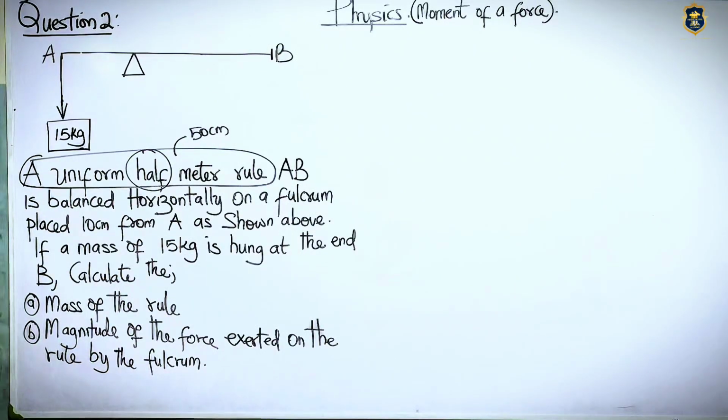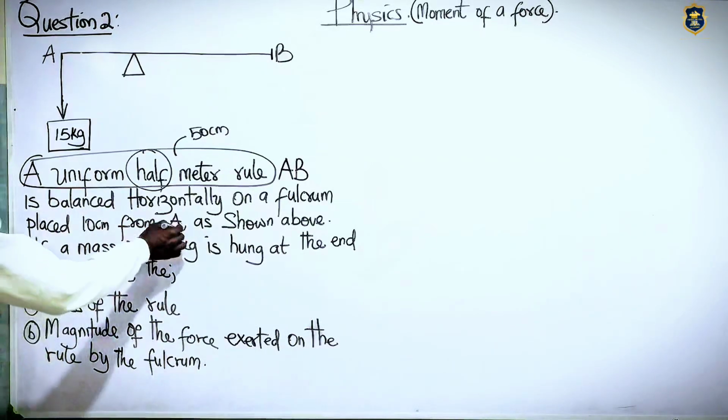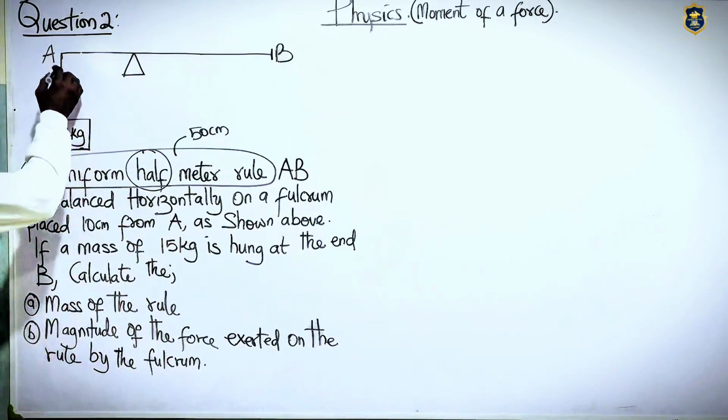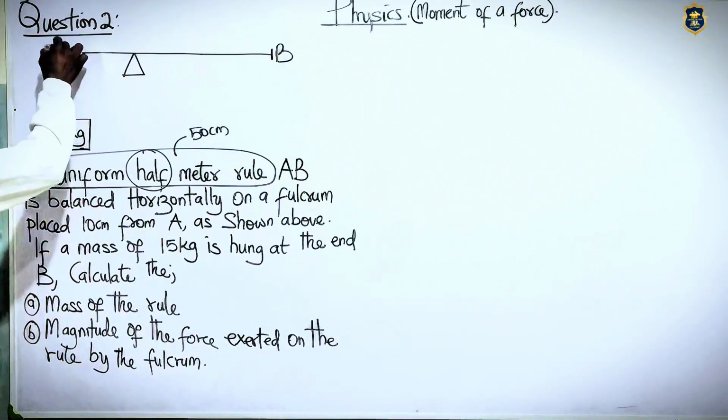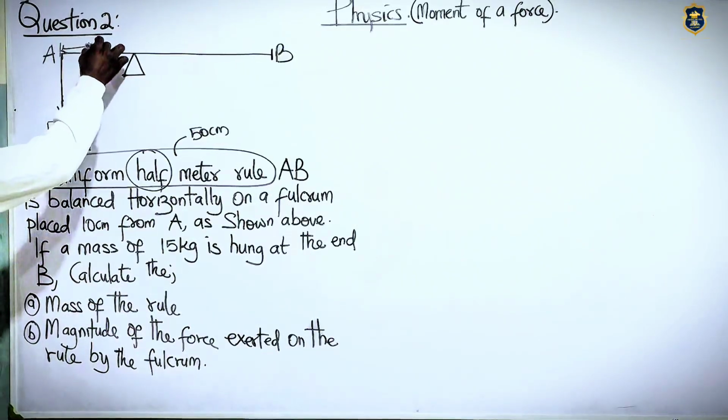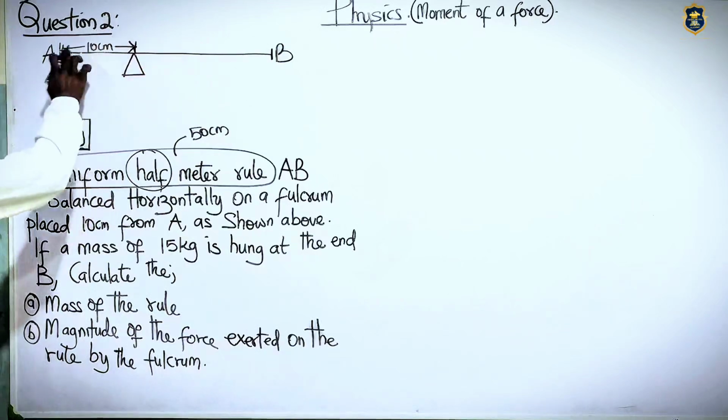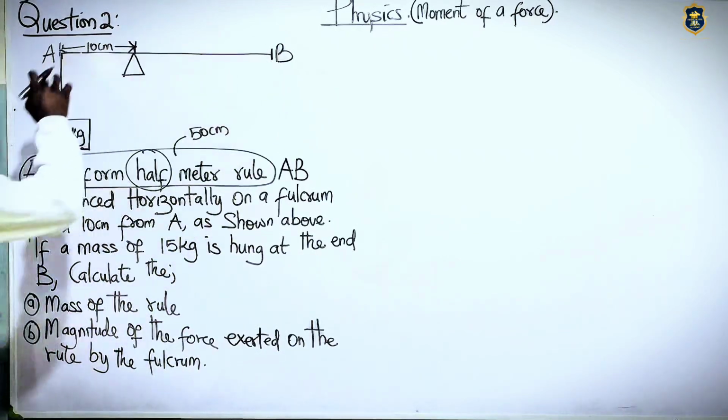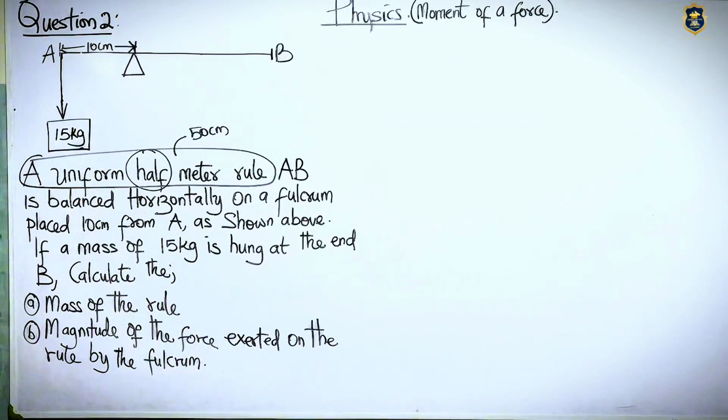AB is balanced horizontally on a fulcrum placed 10 cm away from A, right? It's placed 10 cm away from A. So from here to the fulcrum is 10 centimeter, right? Remember, the whole of this is 50, right? So we have 10 here, right? As shown above, yes. If the mass of 15 kilogram is hung at the end, calculate the mass of the meter rule.